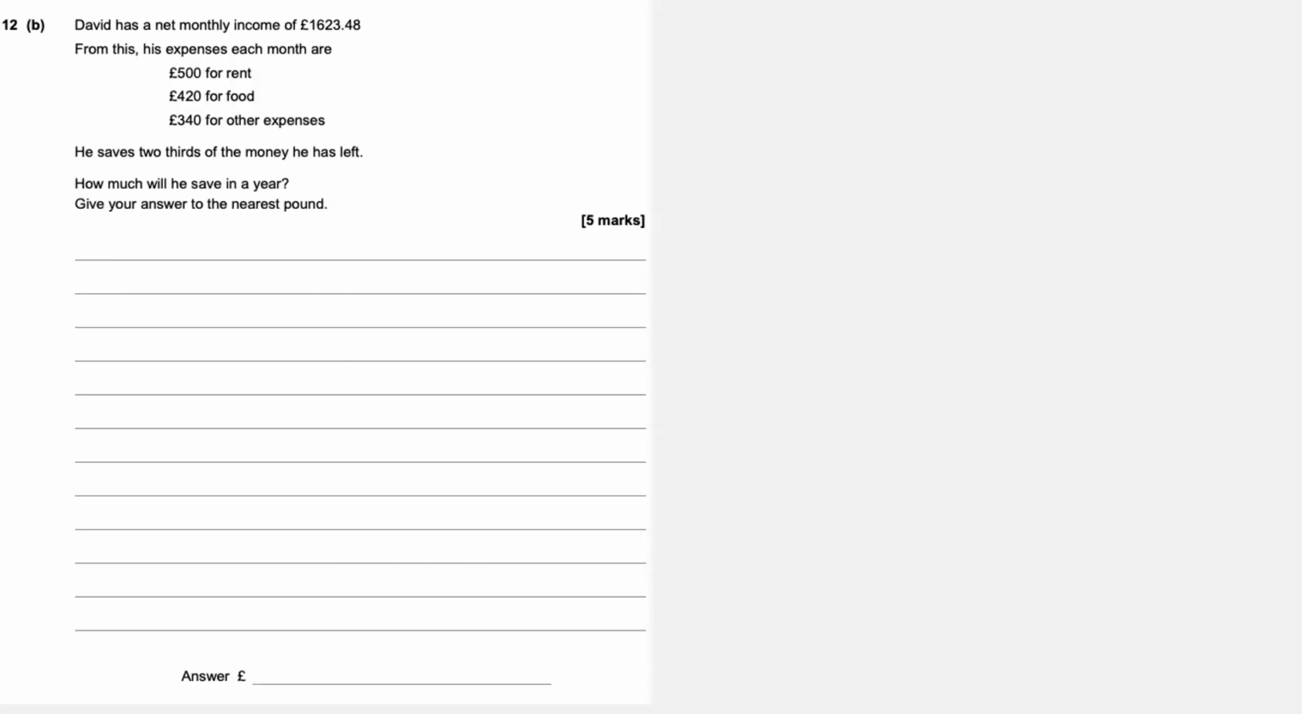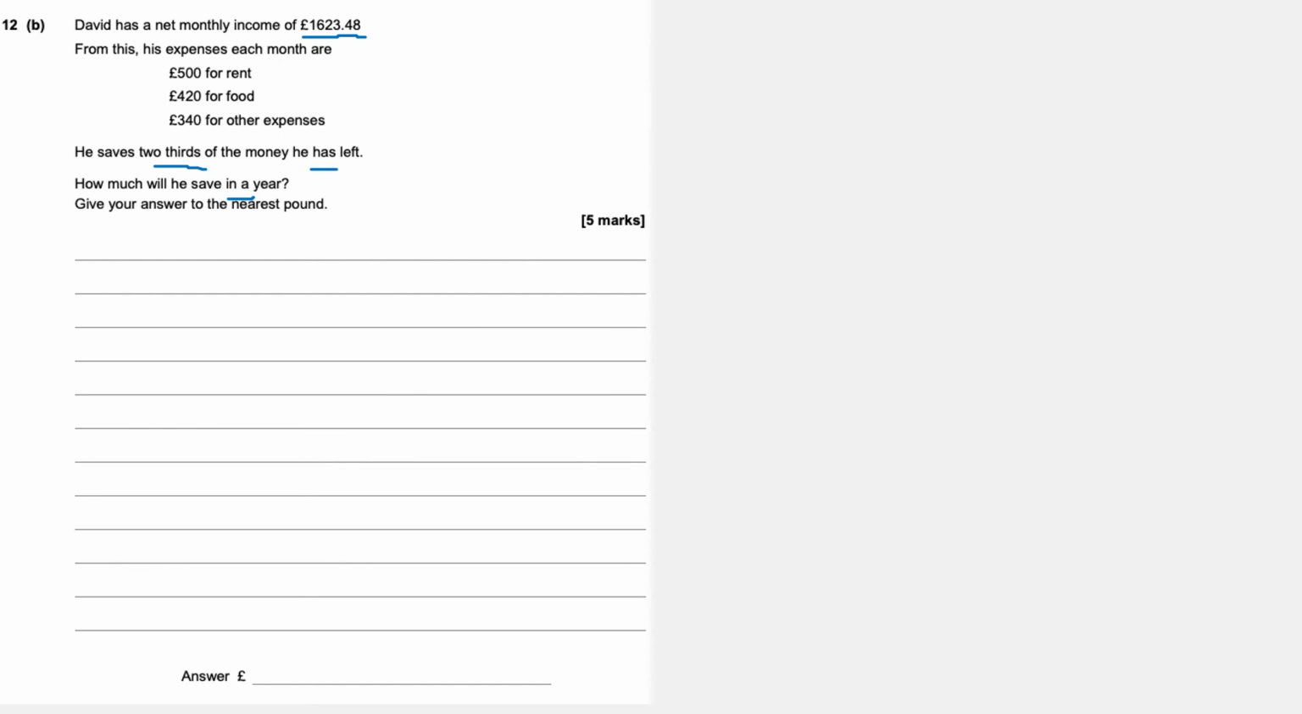Question 12, part B. So David has a net monthly income of £1,623.48. From this, his expenses each month are £500 for rent, £420 for food, and £340 for other expenses. So he saves 2/3 of his money that he has left. How much would he save in a year? Okay, so let's work this out. Give your answer to the nearest pound, sorry.